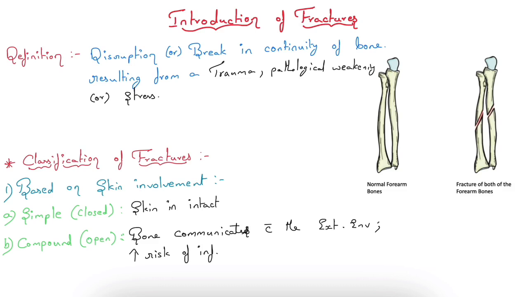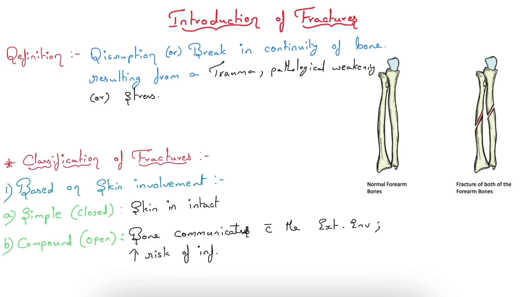Why do these fractures happen? Because of trauma or because of pathological conditions like osteoporosis or osteopetrosis, or tumor or cancer, or stress, meaning repetitive movements or collisions. These things can cause fracture.